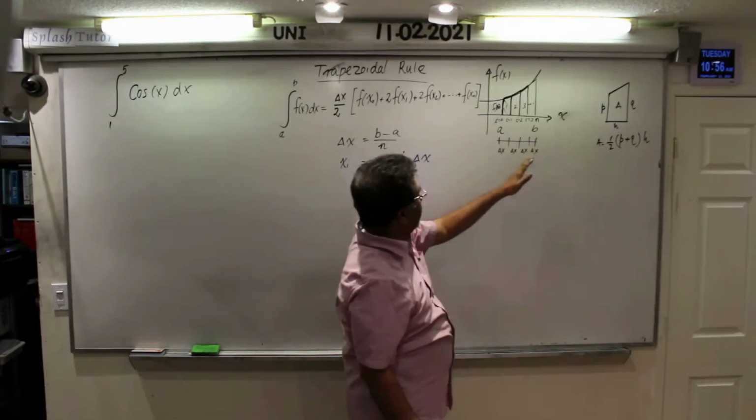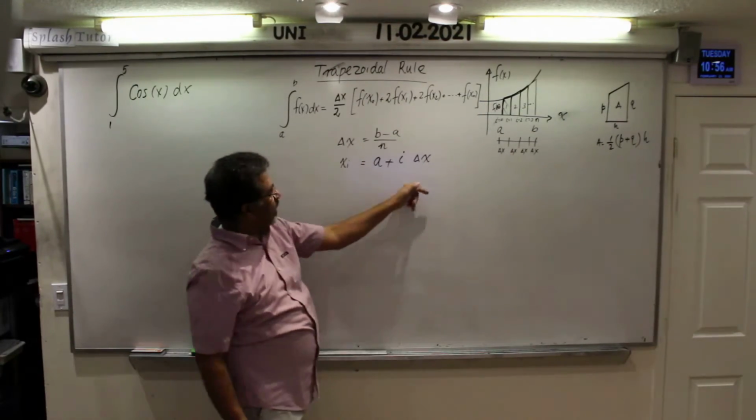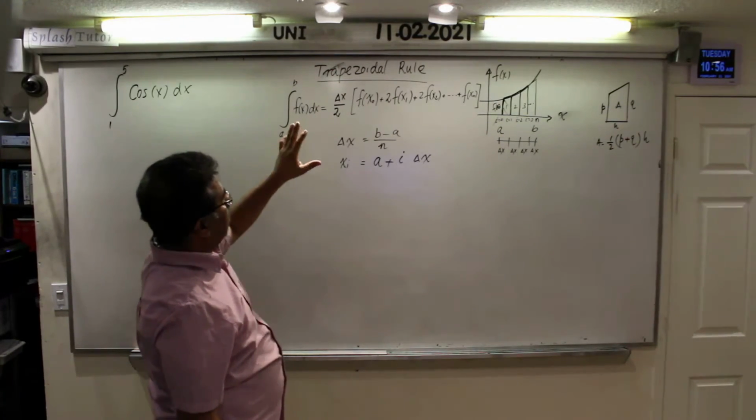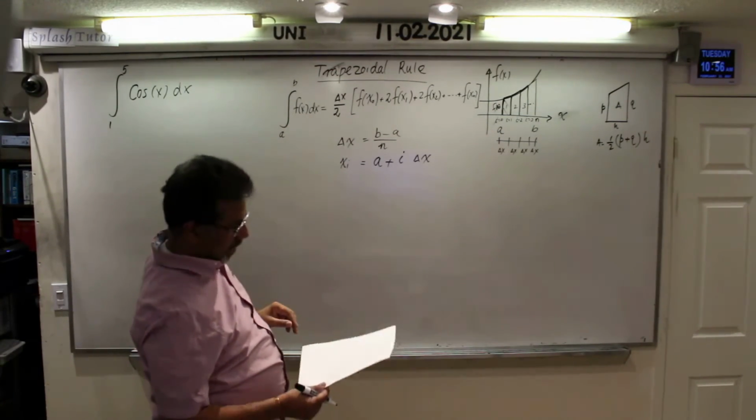A times 3 times delta x. So you get that different x. So this is actually the trapezoidal rule, okay, to find it. Now we are going to use that.